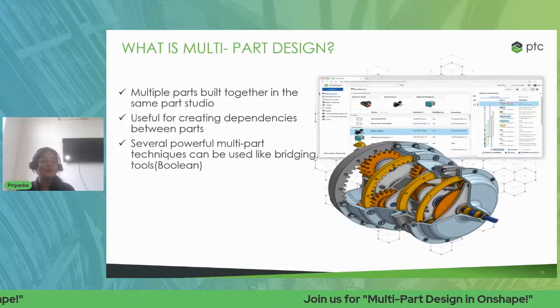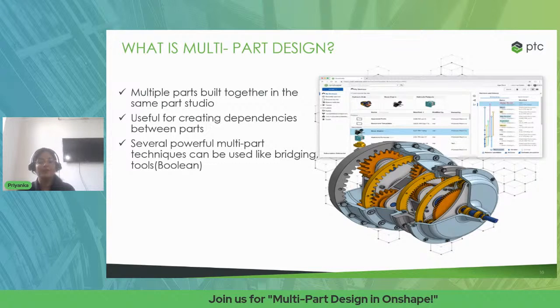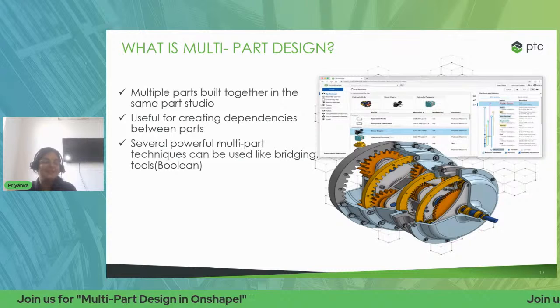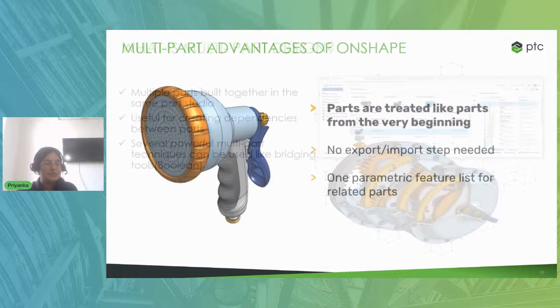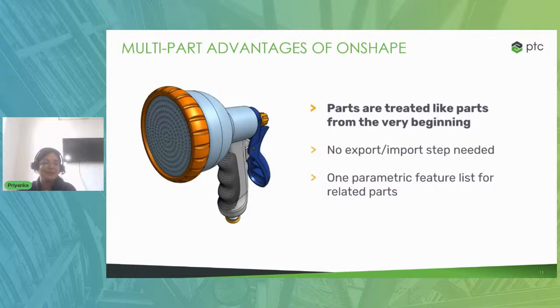So it gives you a lot of flexibility when you build your models in those areas, right? And you can also have multiple techniques for creating those multiple parts, like bridging. You can use tools like Boolean and other stuff. So we'll also have a look at those things when we move to the software part of it. And let me just cover the last slide for you.